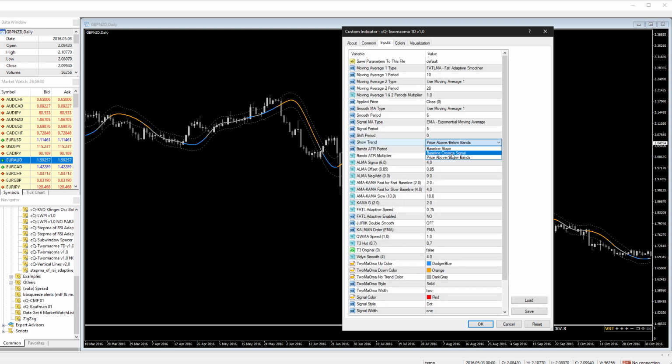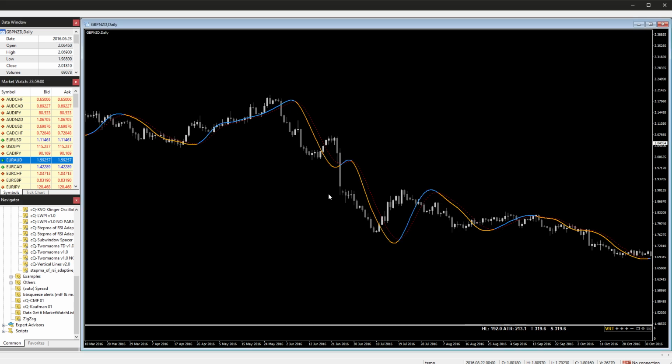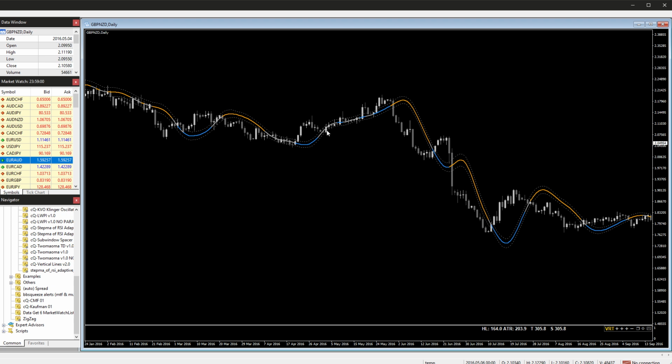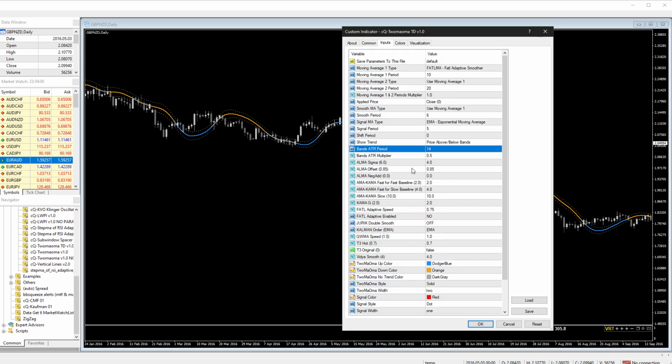And then you also have a signal when the baseline crosses the signal. And it's mainly just 2 moving averages. The first moving average is multiplied by 2, and then the second moving average is subtracted from the first moving average. And that's what you're viewing. Fairly simple. Here is the bands, which are just ATR bands when you're in this mode. So if you want to make them less wide, you can do that. You can change the period there.